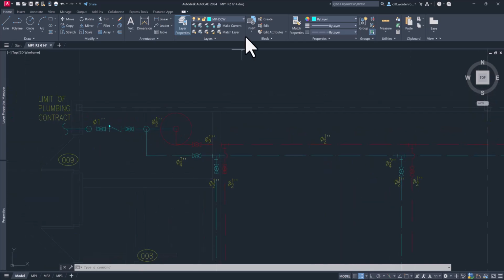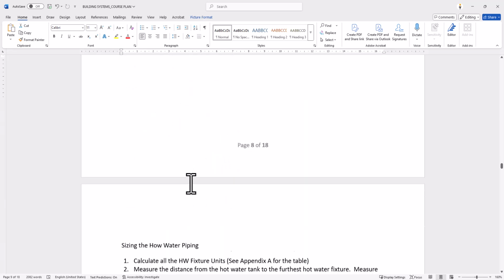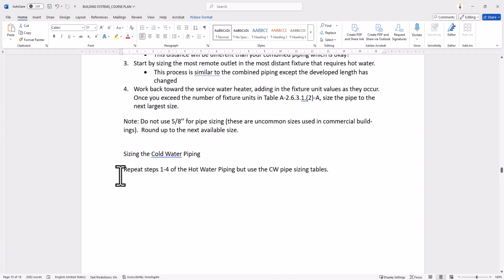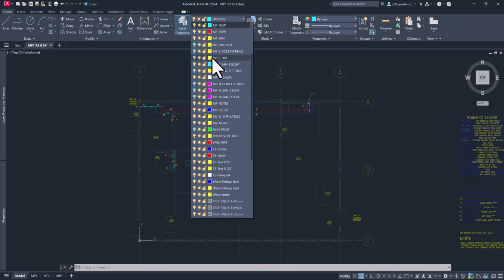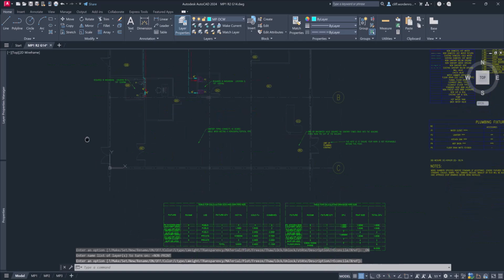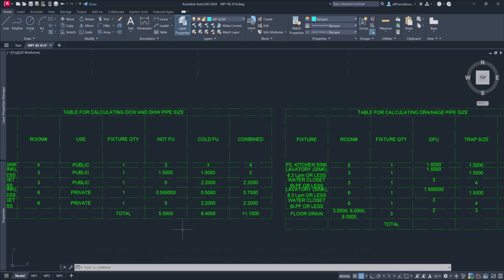So the cold water is the exact same procedure as the hot water, right? Let me go back to the assignment instructions. So for cold water, repeat steps 1 to 4 of the hot water piping, but use the cold water piping sizing tables. All right, so let me put on my non-print layer. Okay, so for cold water, I've got 9.4. So I'm going to go over 6, right? So I'll show you what happens when you go over 6.